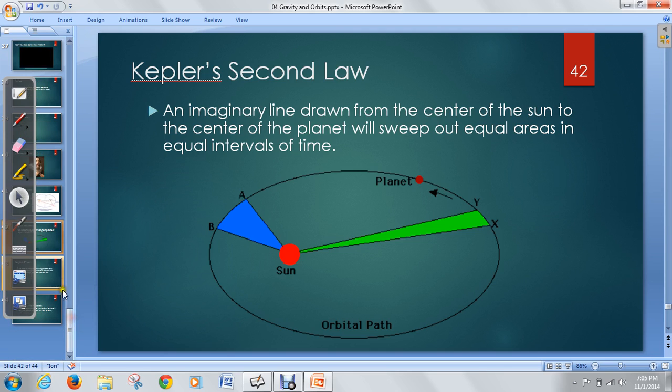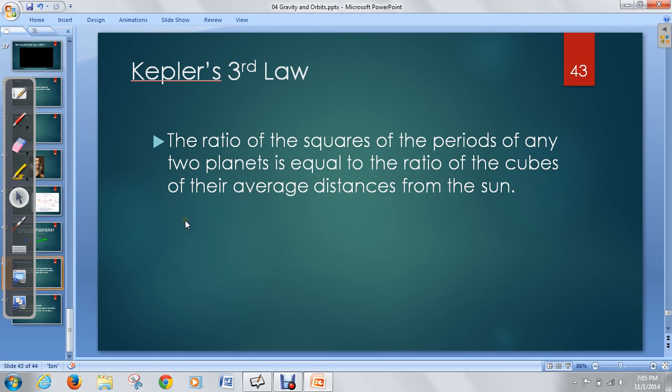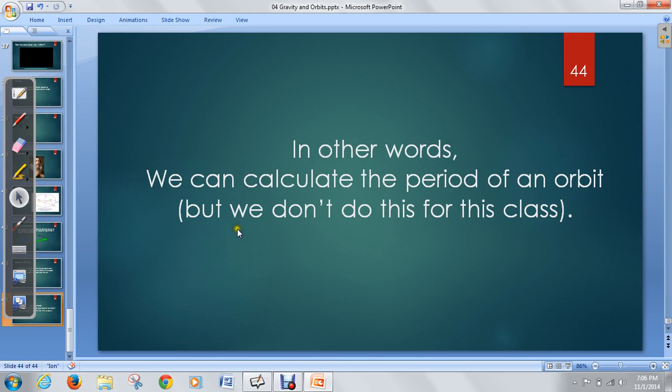Then the last law is kind of a lengthy one. The ratio of the squares of the periods of any two planets is equal to the ratio of the cubes of their average distance from the sun. Don't worry about that. The main thing you need to know is that, in other words, we can calculate the period of an orbit. We don't do this for this class, but just realize that he's able to mathematically show the period of an orbit. So again, the first law is he can show that the shape was ellipses. The second law is that he was able to calculate speeds. And the third law is that he was able to calculate the period.